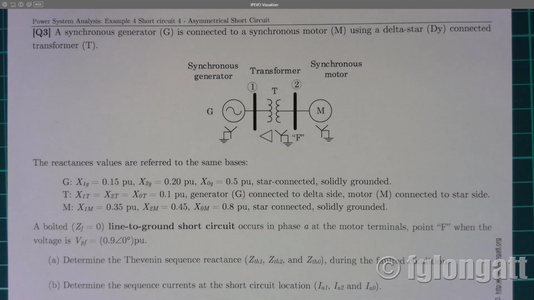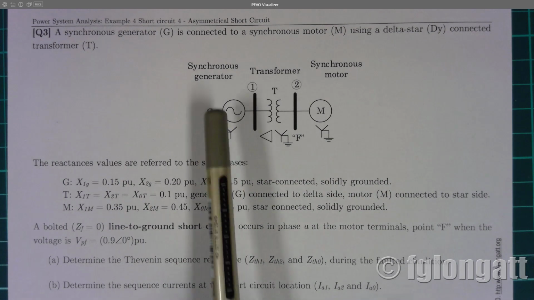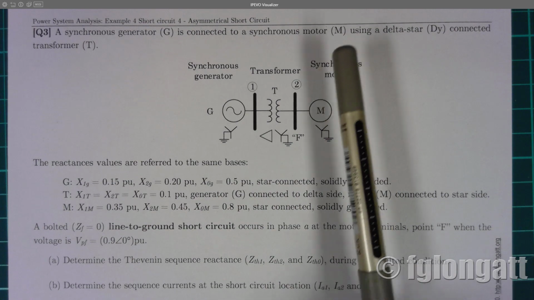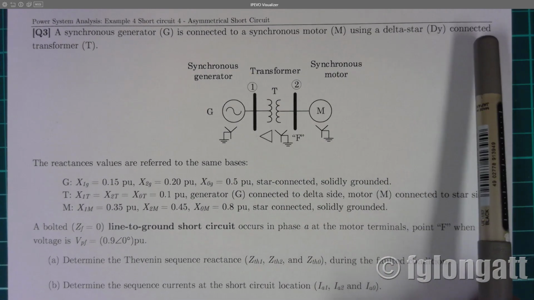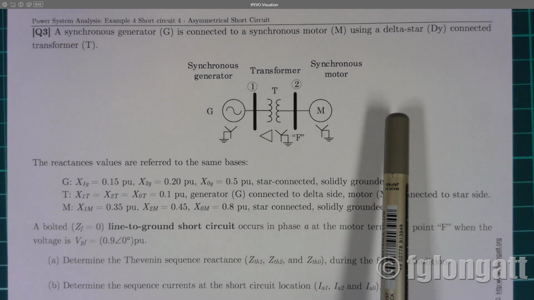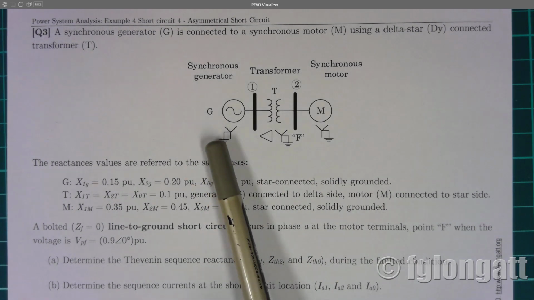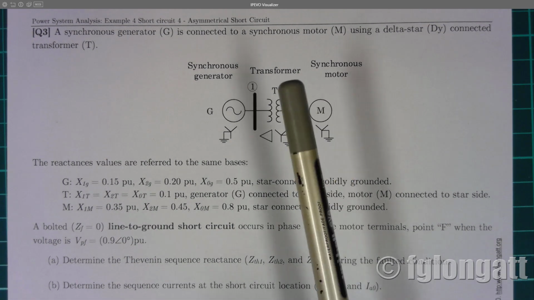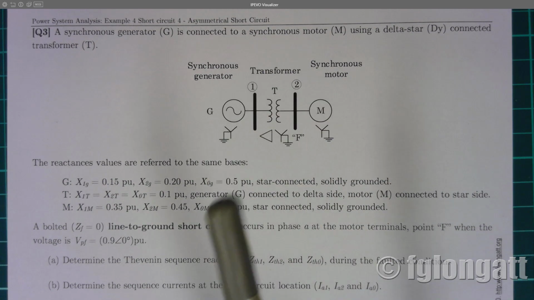As you can see over here, a synchronous generator G is connected to a synchronous motor by using a delta star transformer, okay? It's very interesting. It's a very basic example. This is an isolated power system. A single generator is supplying power to this synchronous motor by using a transformer.